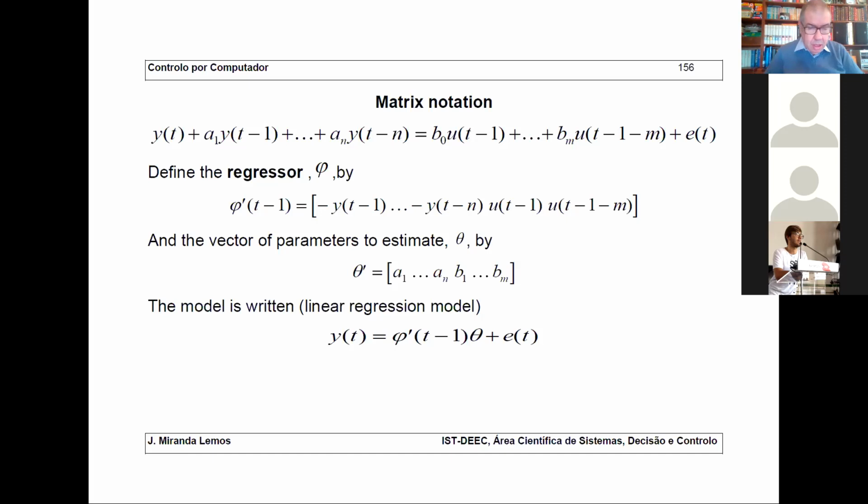Professor, just a question. Mm-hmm. The B shouldn't start in B0 in theta? Yes, that's right. So I should have had B0. Thank you very much. That's a mistake I have here. So B0, B1, etc. So B0 multiplies u of t minus 1. So it should start in B0. Thank you very much. It's a misprint. Good. More questions? No. Yes, yes.